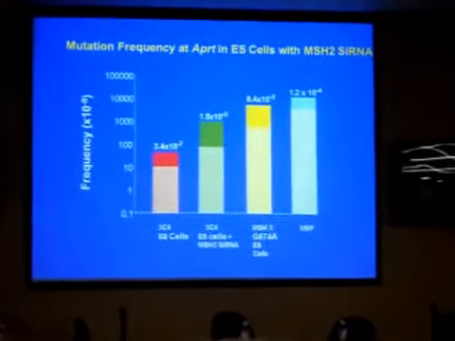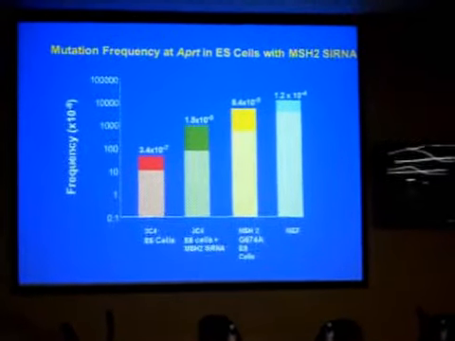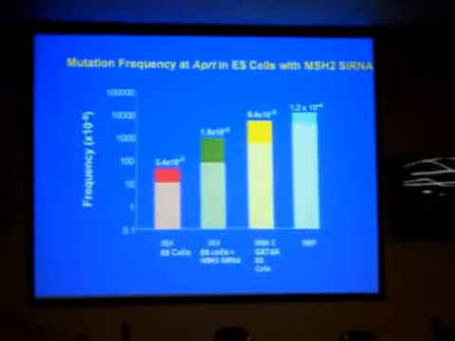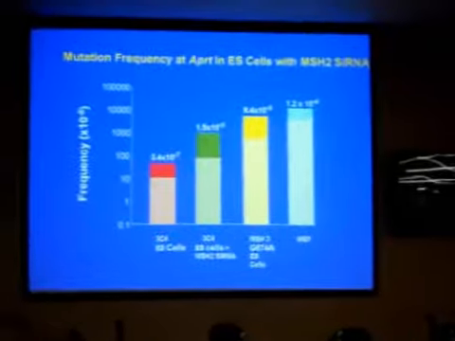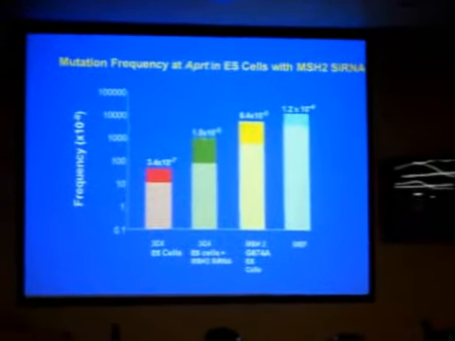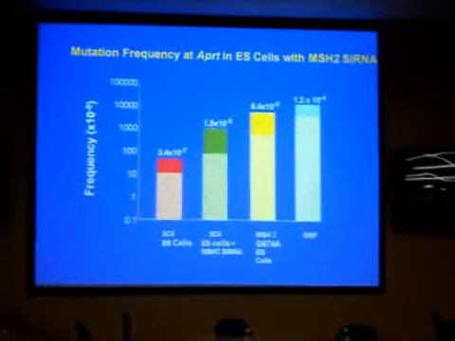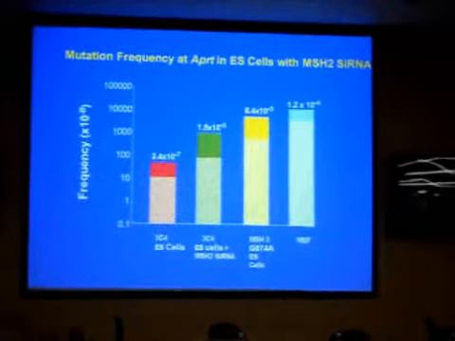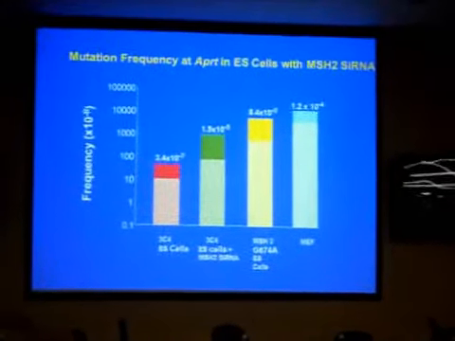With that MSH2 knockdown, you can see that there is now a 60-fold increase in mutant frequency and an almost equivalent increase in mitotic recombination.